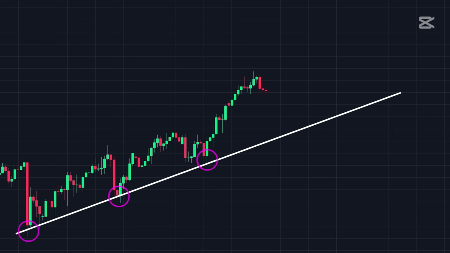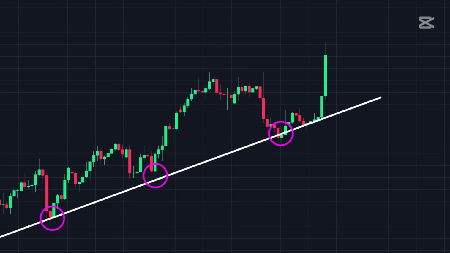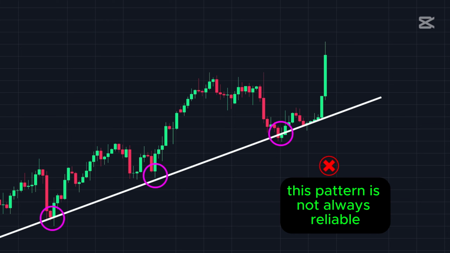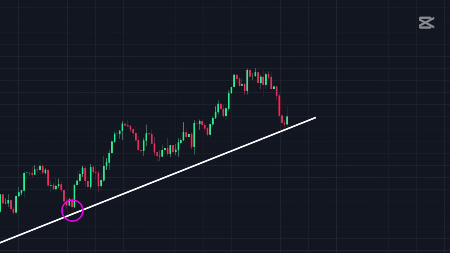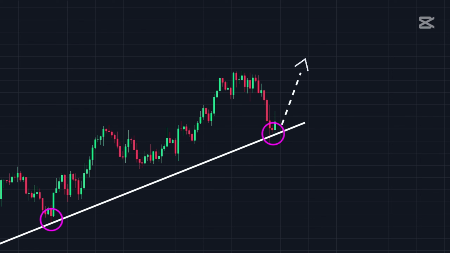Suppose you have a trend line drawn on the chart. When looking at it, you notice that the price has bounced each time it touched the trend line in the past. So in the future, we can expect another bounce. But that doesn't mean you should buy immediately whenever the price touches the trend line, because this pattern is not always reliable. For example, in this chart, the price previously bounced when it touched the trend line, but this time, instead of bouncing, it broke below.